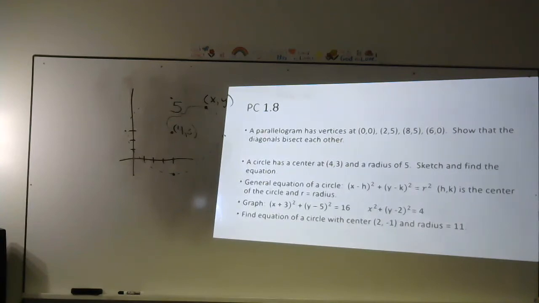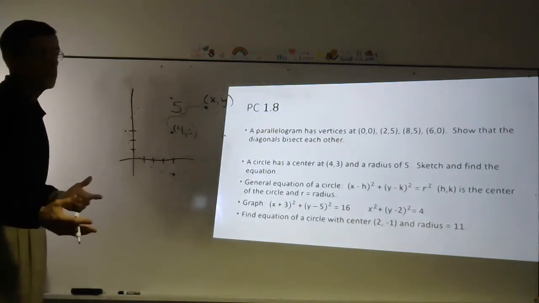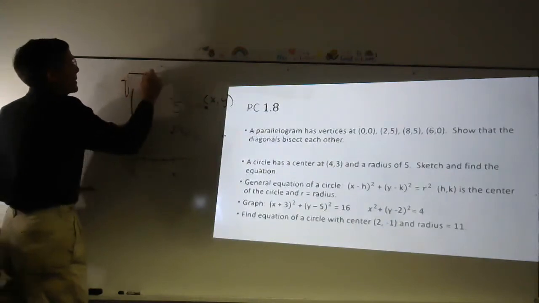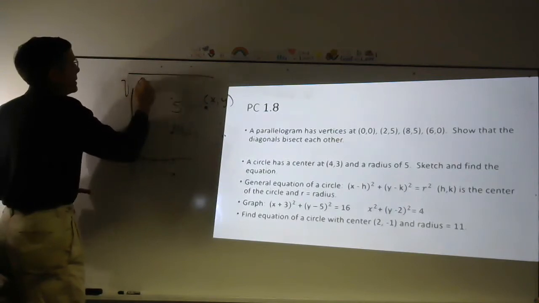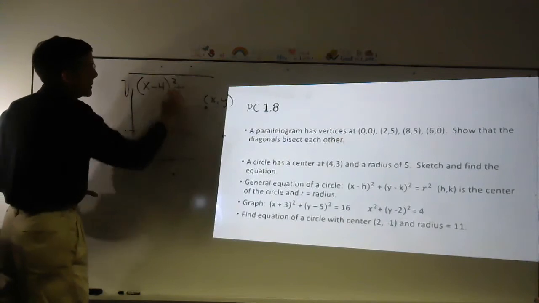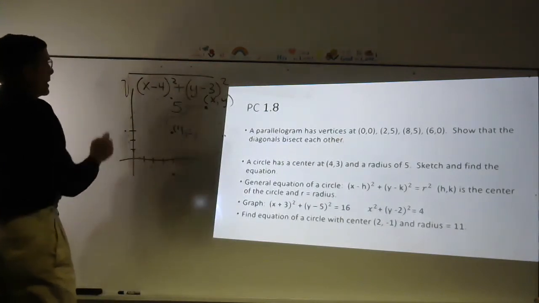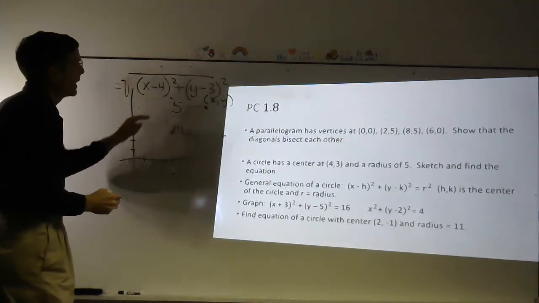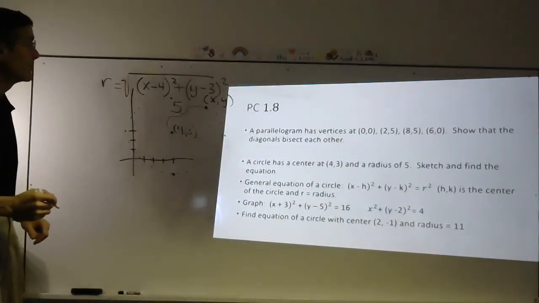All right, if the distance is 5 from here to here, let's use the distance formula. The distance formula says that you subtract the x's and square it. You subtract the y's and square it, okay? And if you do that, you will get the distance, which is 5, the radius. So I'm going to put a letter R.